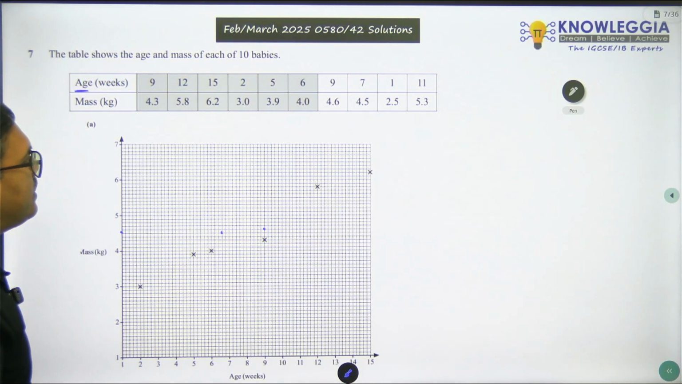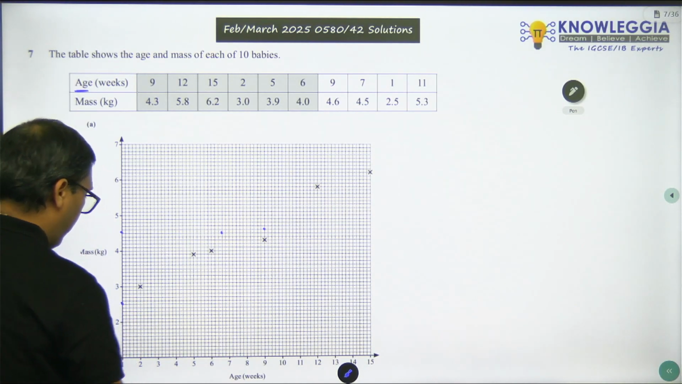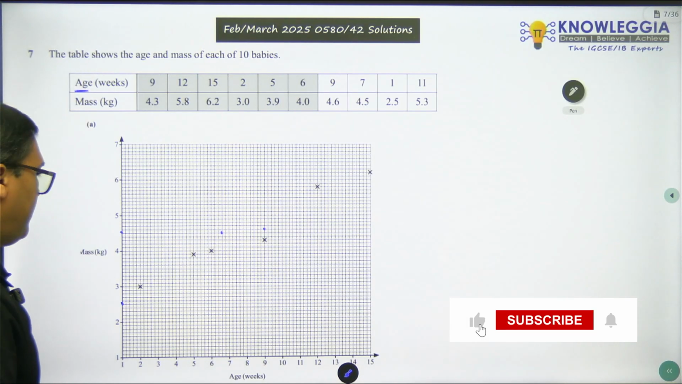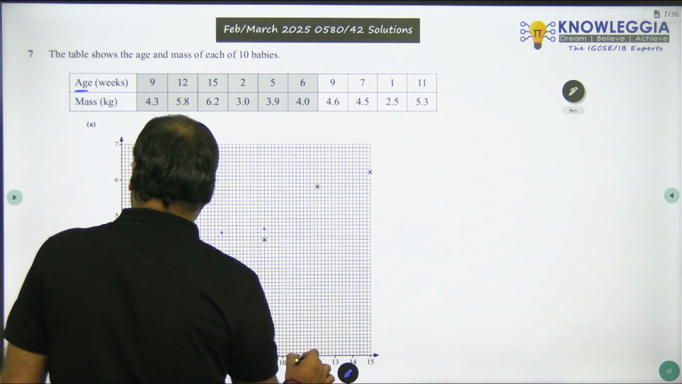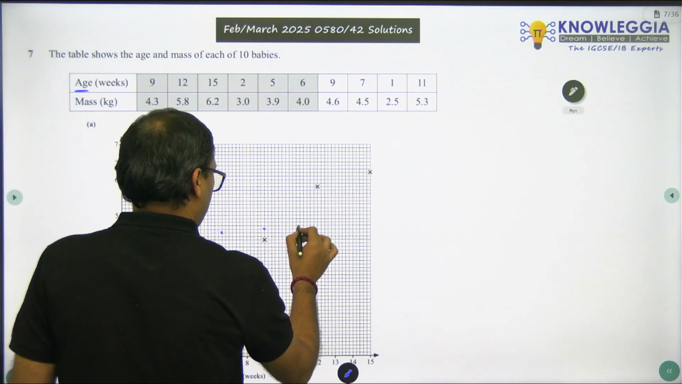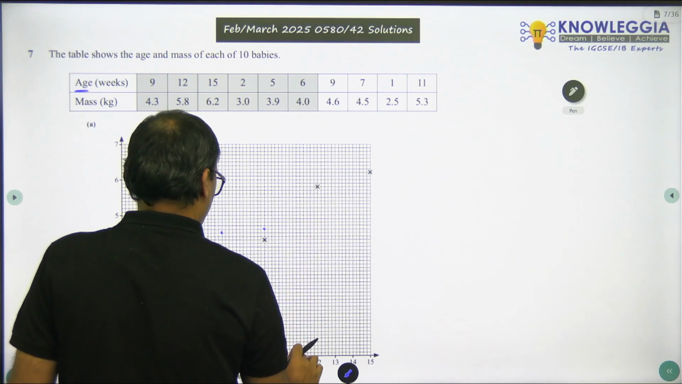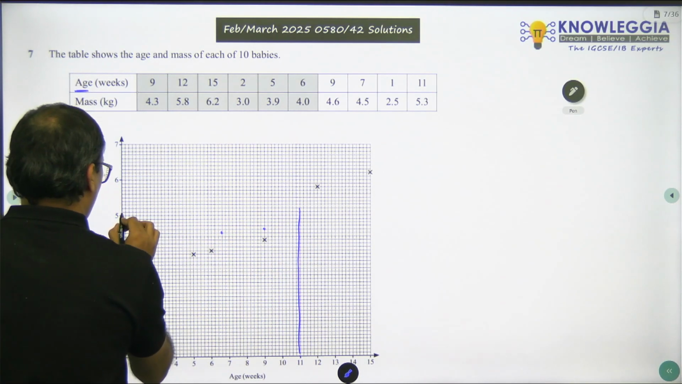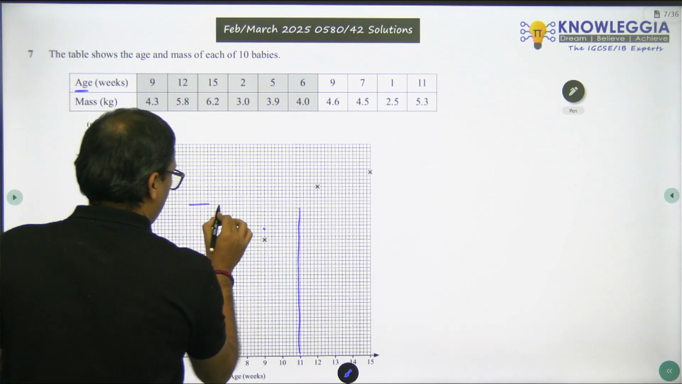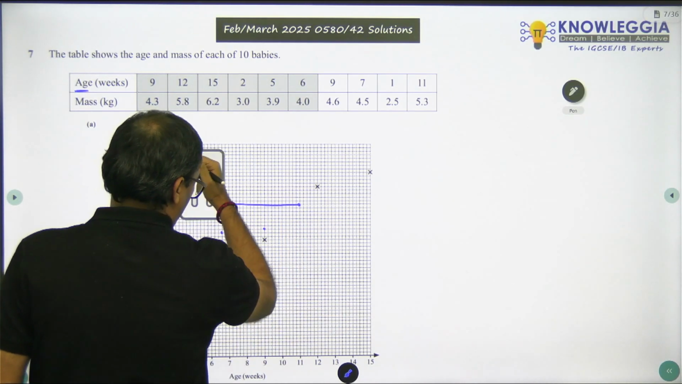Now age 1 week and mass 2.5. So this is somewhere here. Okay, and age 11 and the mass is 5.3. So age is 11, mass is 5.3. You can see this is 11 and 5.3 will be just like this. This is the point which you need to plot.